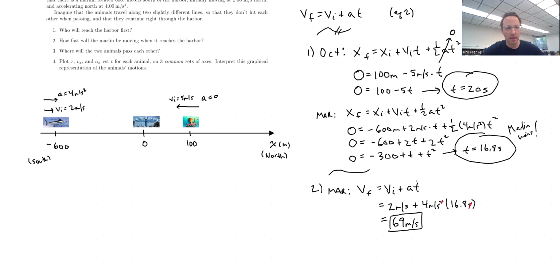Okay, let's take a look at question 3. So in question 3, it says, where will the two animals pass each other? All right, where is a question about position. In other words, at what position, at what location, where will the two animals pass each other? Because they are going to move by each other. They won't collide, but they will be at the same place at the same time in terms of their location on the x-axis. Pause the video and think about how you would go about finding out where the two animals pass each other.